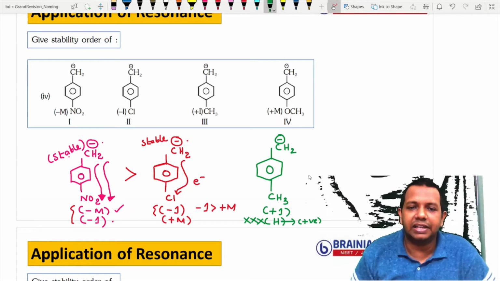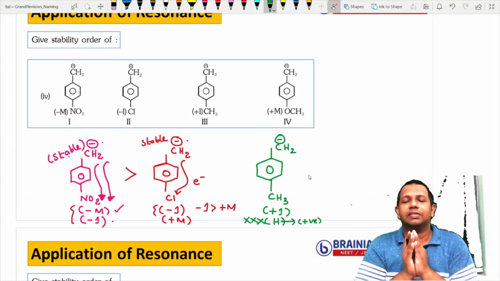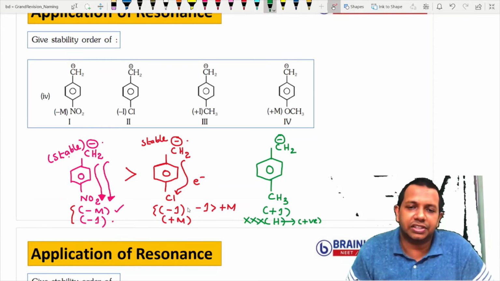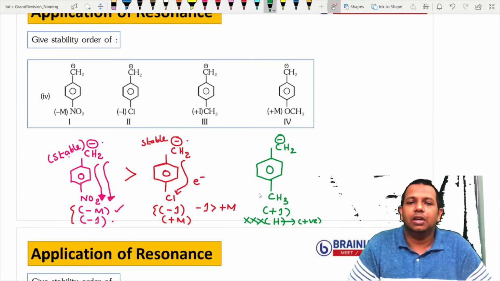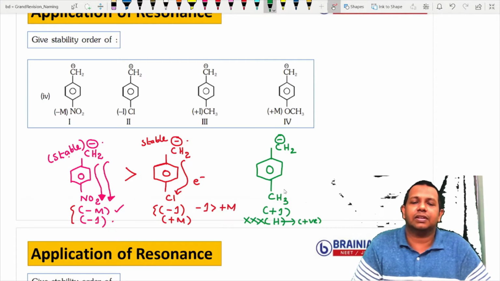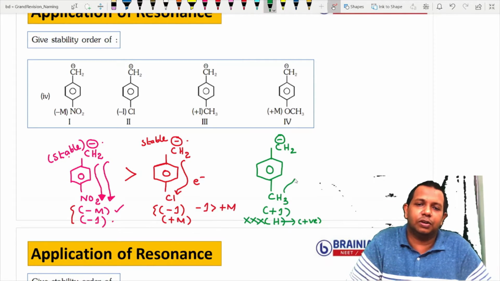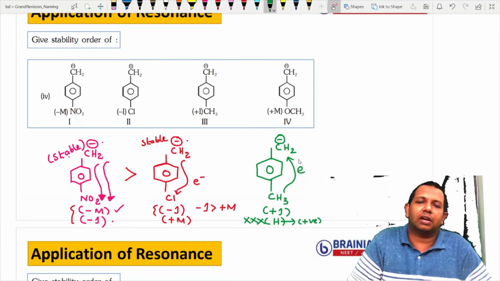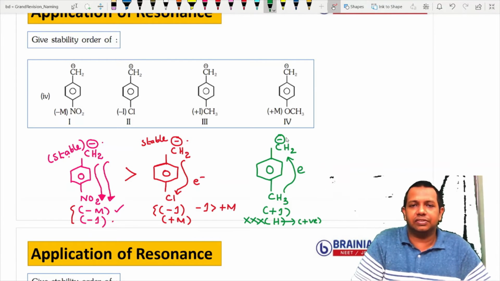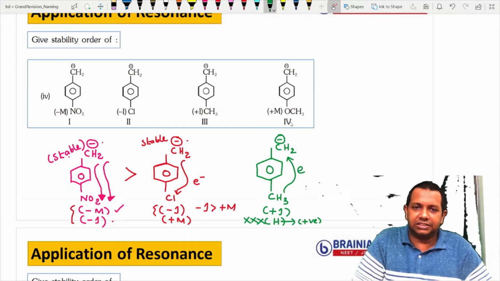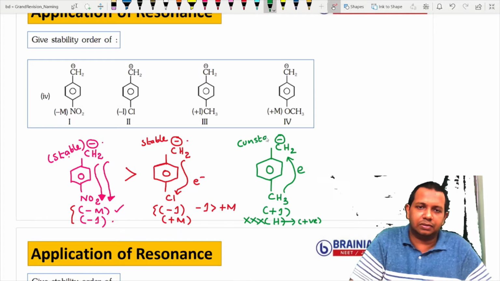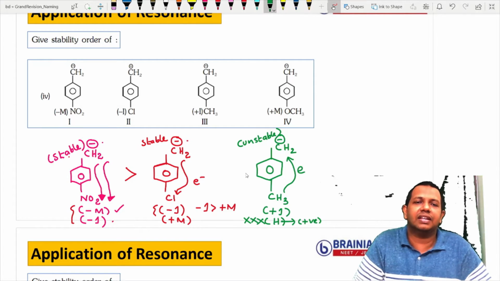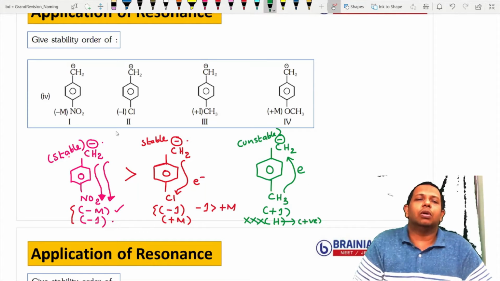Please remember that hyperconjugation only stabilizes positive charge and does not have any impact on negative charge. So we need to consider only the plus I effect. By plus I effect, this will donate electrons to here. So electrons are moving in this direction, and the charge density over here increases. If charge density increases, the species will become unstable. So I can say this is a less stable compound. Now both of these are more stable than this one.